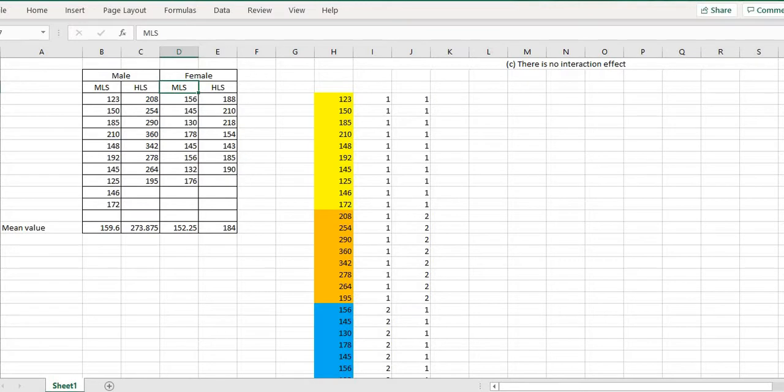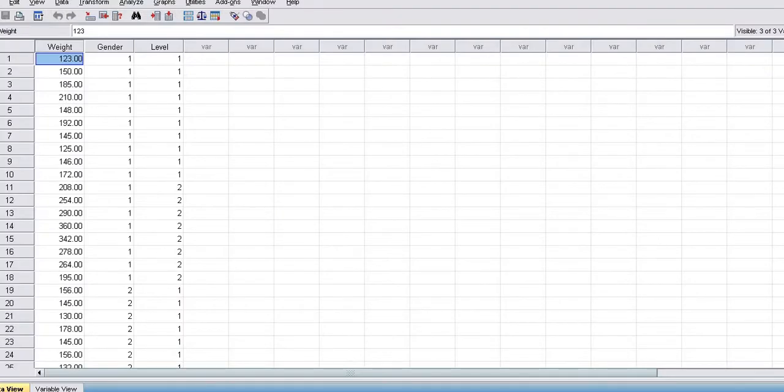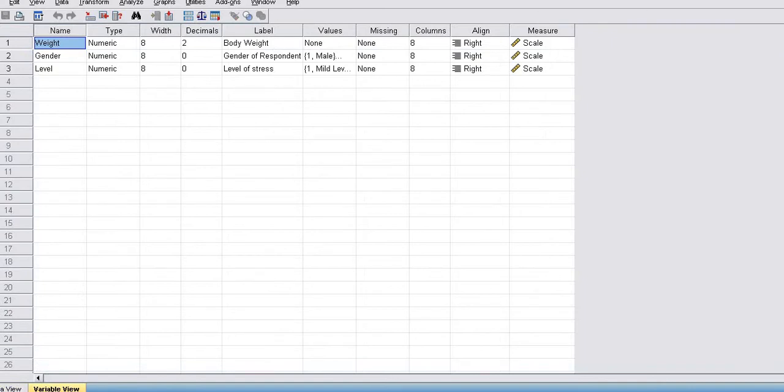These observations have been transferred into the software SPSS. These are copied from the Excel sheet. These are the weight and the gender, 1 means male and 2 means female, and in the column of levels, 1 for mild level stress and 2 for high level stress. You can also see the variable view of this sheet.